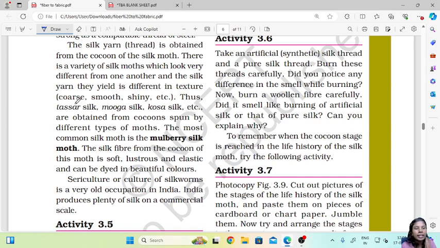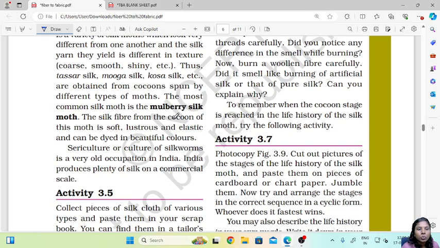So now these are examples of different silk. They have different names, which means they also have different characteristics, texture and shine, and they are obtained from different types of moths. The most common silk moth is the mulberry silk moth. The silk fiber from the cocoon of this moth is very soft, lustrous and elastic, and can be dyed in beautiful colors.